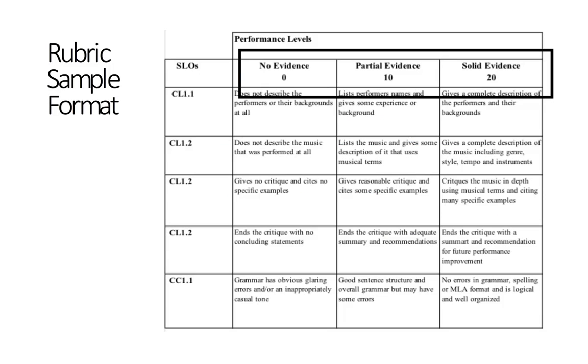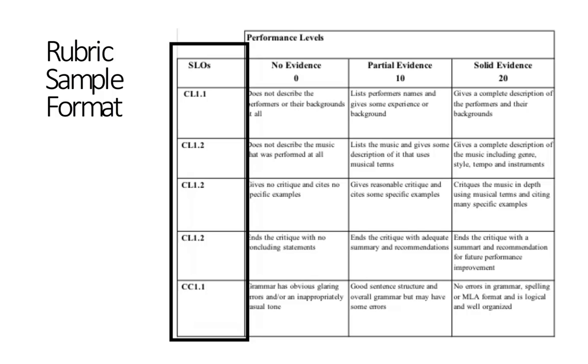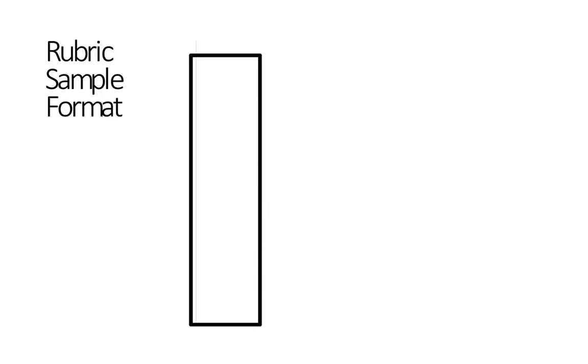Now let's talk a little bit about the rubrics you're going to create. So first off, we're going to talk a little bit about the structure. You must have 3 performance levels: no evidence, partial evidence, and solid evidence. For criteria, we recommend 5 to 7 max. And obviously you're going to need to include all of the skills and knowledge learning outcomes in your course.